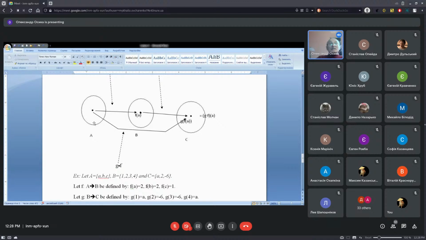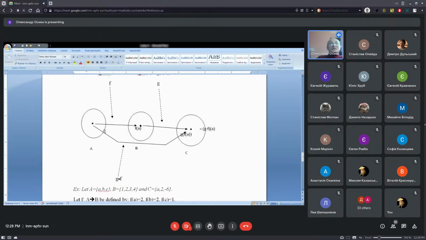You can visualize it using such a picture. This is the domain for function f, and this is the range for f. Now this set becomes the domain for g, and here is the range for the product of functions, and also for g.